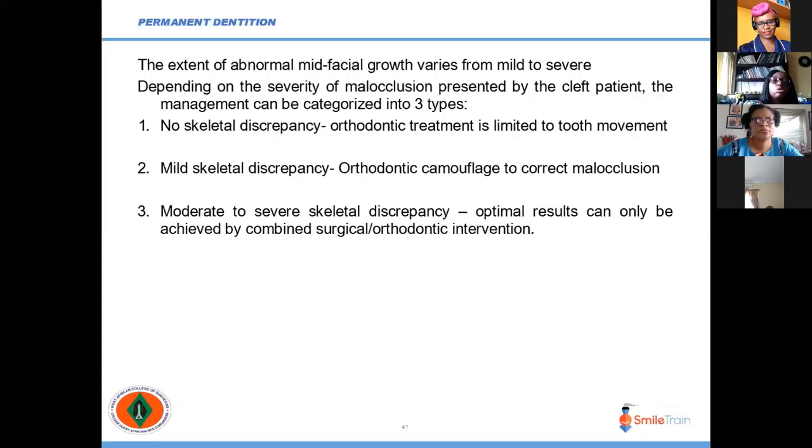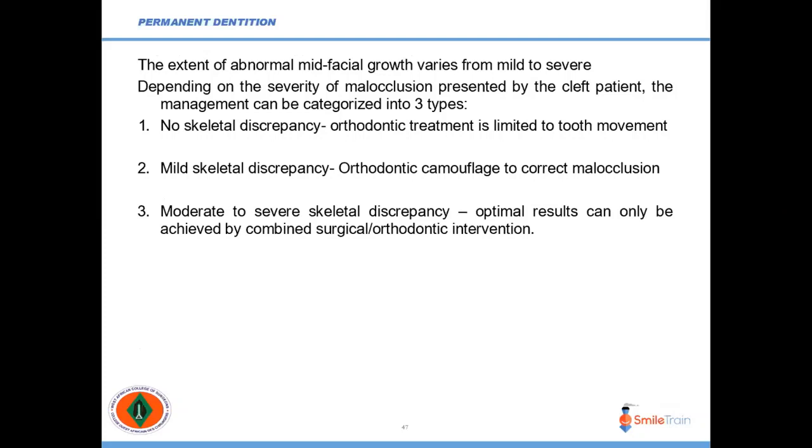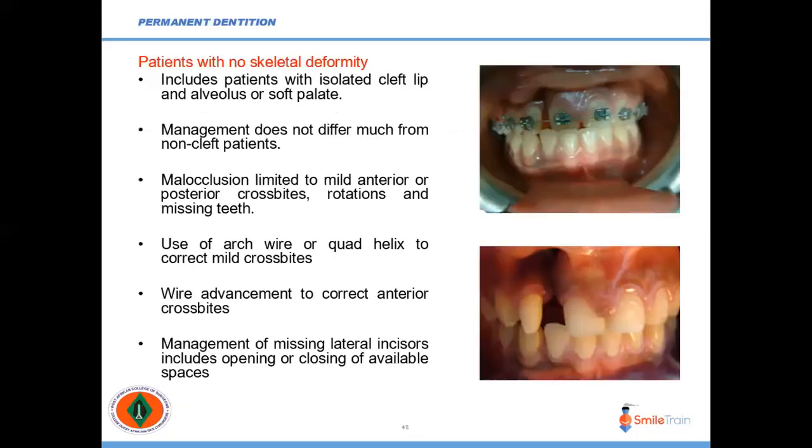Now we're going to discuss our management by categorizing it into three types. Number one, where there's no skeletal discrepancy. Two, where there's a mild skeletal discrepancy. And number three, where there's moderate to severe skeletal discrepancy. So we're going to start with patients that have no skeletal deformity.